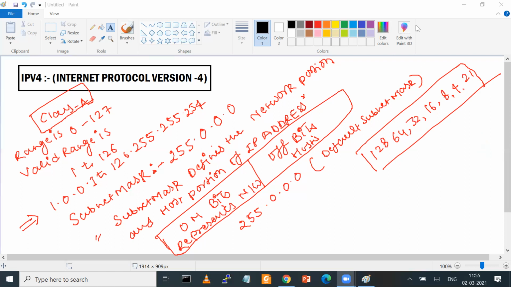If I ask which one is the highest number, you must say 128. Correct? What is the highest number? 128. What comes before 128? 127. So if you add 128 plus 127, you get the sum of 8 bits.